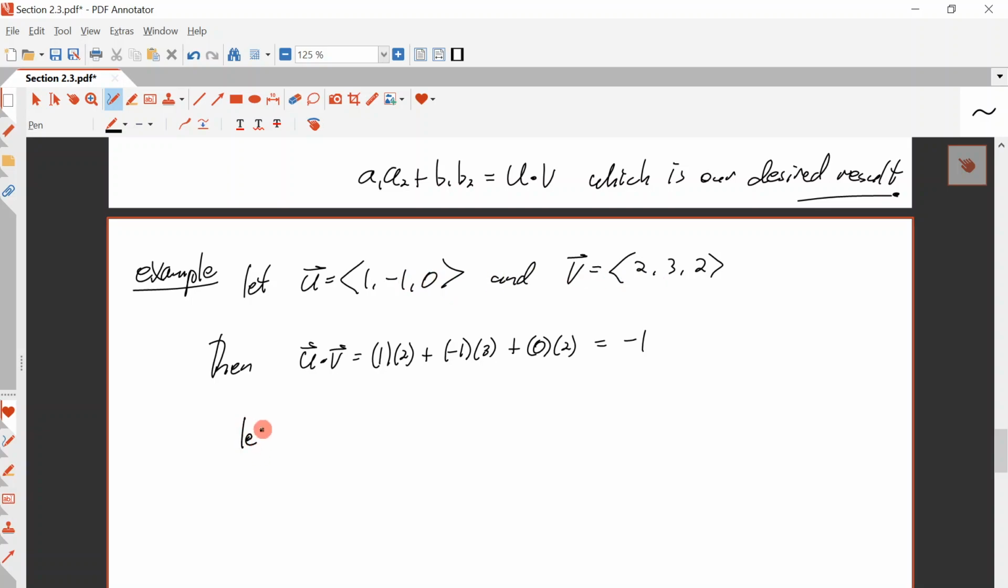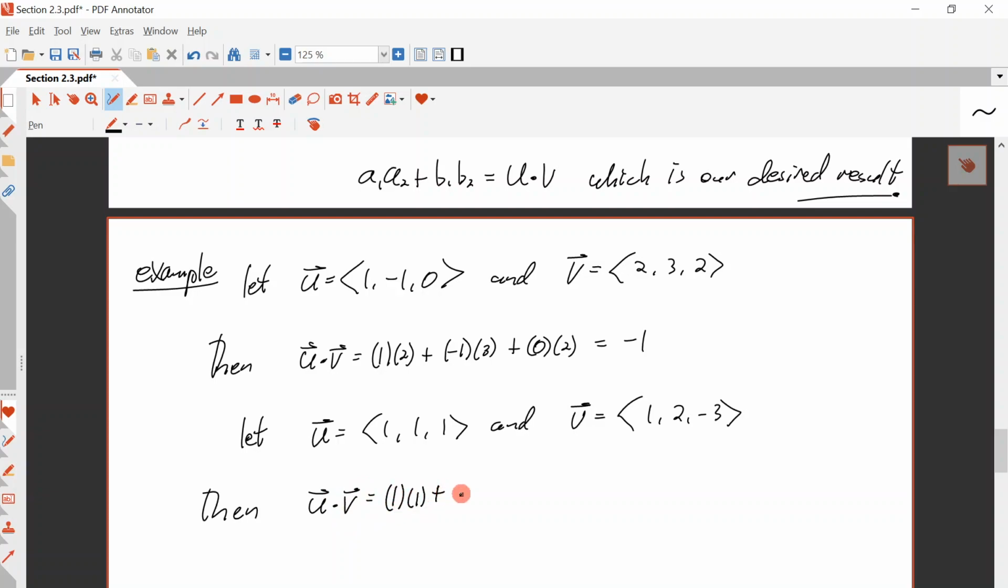Another example: let U equal (1, 1, 1) and V equal (1, 2, minus 3). Then U dot V is equal to 1 times 1 plus 1 times 2 plus 1 times minus 3, which is 0. So U and V are perpendicular.